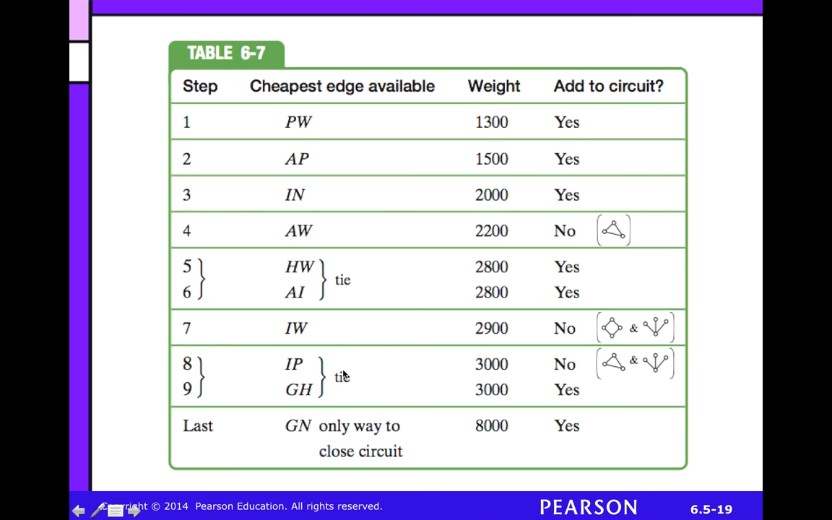And then finally, you can check this yourself, right? IW is the next cheapest at 2900. You can't highlight it because you'll cause 3 edges to come out of the same vertex. IP is the next cheapest, and you can't highlight it because it closes a circuit. It also causes 3 edges to come out of the same vertex. GH is okay, 3,000. Once you highlight GH, you can again verify this on your own. The only way to close the circuit is GN, which has weight 8,000. So a pretty hefty cost here at the end.